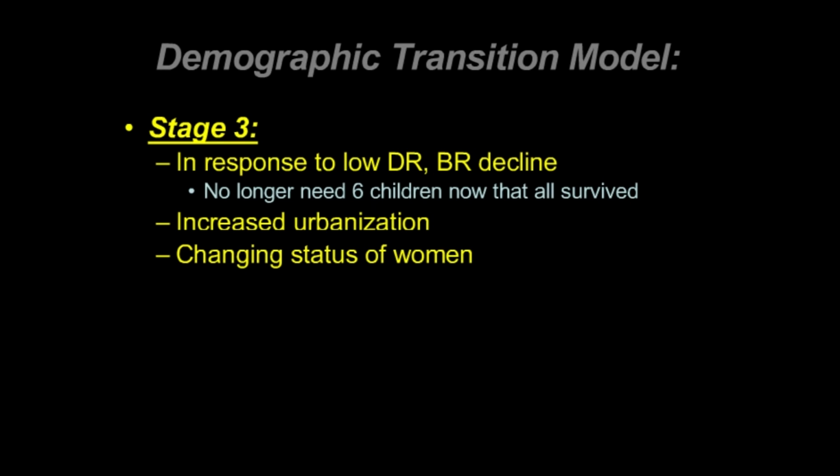Another thing is the changing status of women. So here we see these lower birth rates. No longer are women having 6 children, because they're now going to school. They're now going to college, starting a career, deciding to put off the first child until they get their career off the ground. This is something you're seeing more and more of in the United States, but also across the world, and especially in these stage 3 modernizing countries.